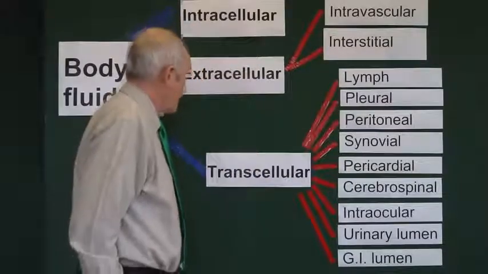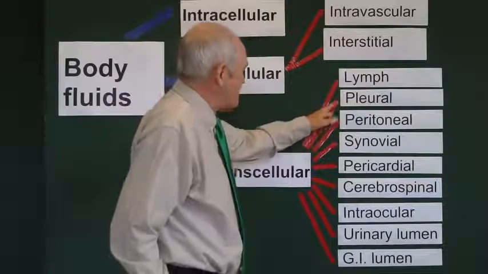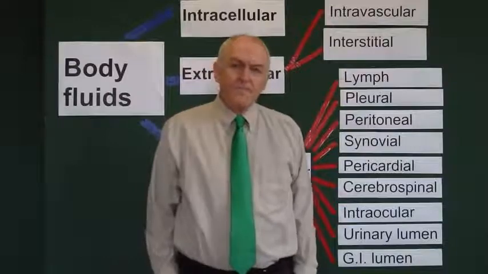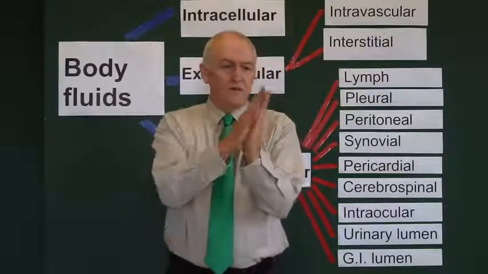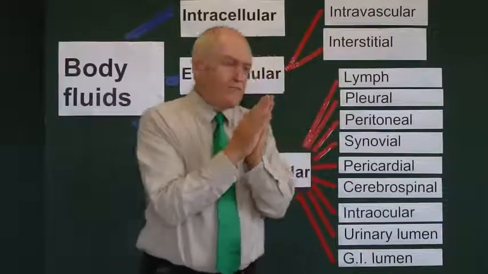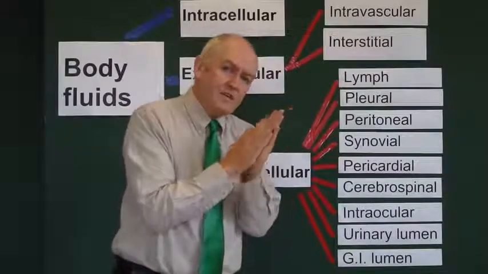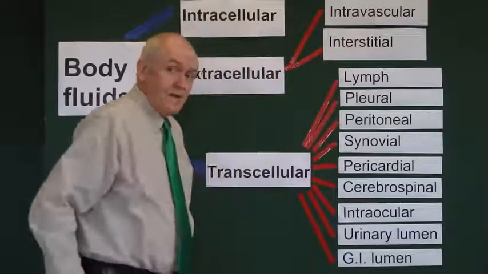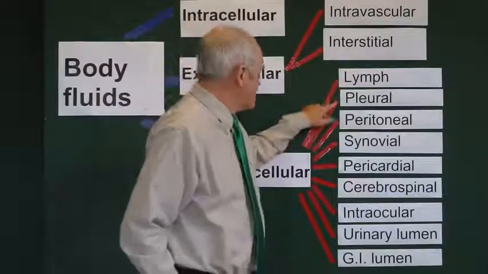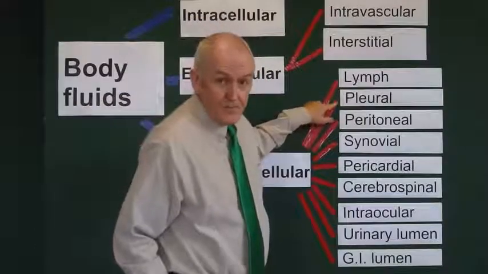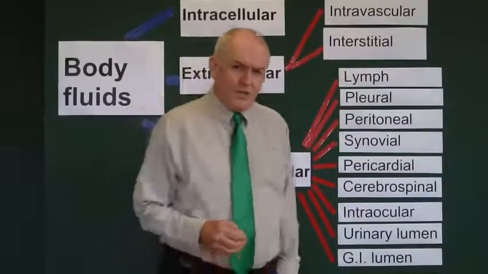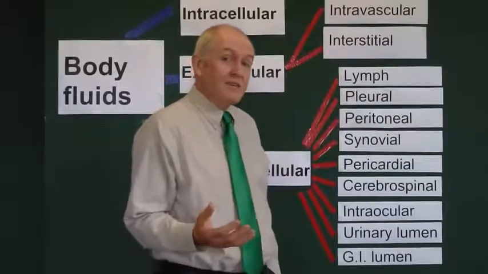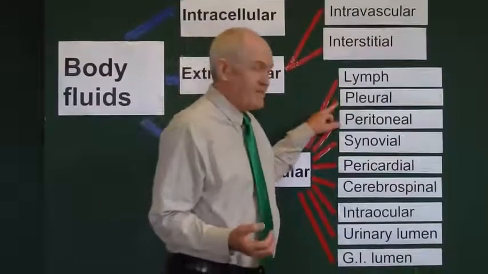Now, another place where normally there's very small amounts of transcellular fluid is between the two pleural membranes. You might remember we have the visceral and the parietal pleural membranes, and there's a very small amount of serous lubricating fluid between those in health. But of course, in pathological situations, there could be a pleural effusion. Now, an effusion means that fluid has come out of the normal vasculature in which it is supposed to be contained and accumulates in a body cavity.